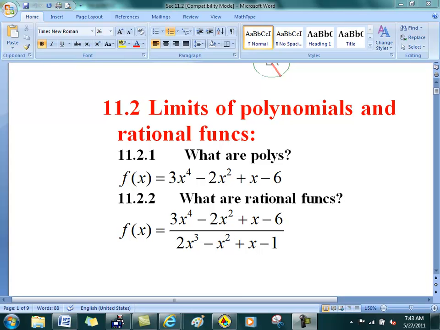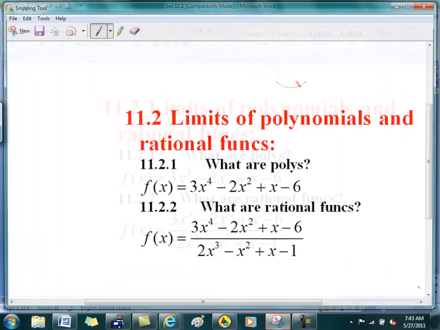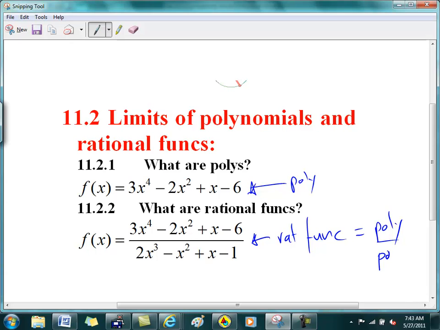Okay, so today we want to learn how to find limits of polynomials and rational functions. This is kind of a review, the first slide here. You know that this is a polynomial, and this is what I used to call a red func. Remember that? Red func is poly over poly.